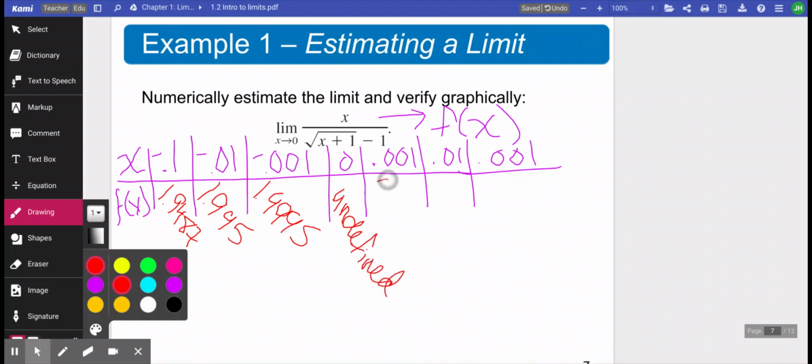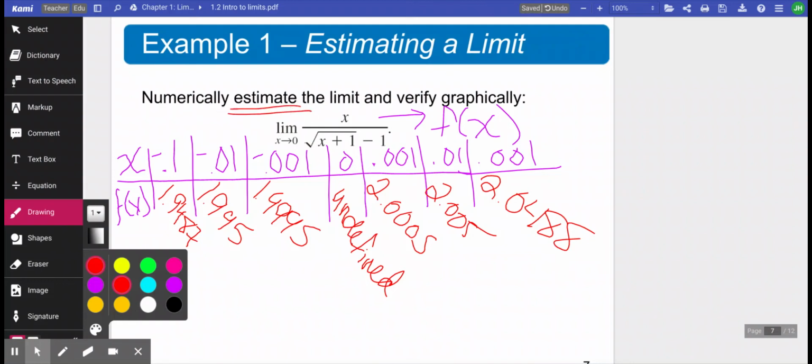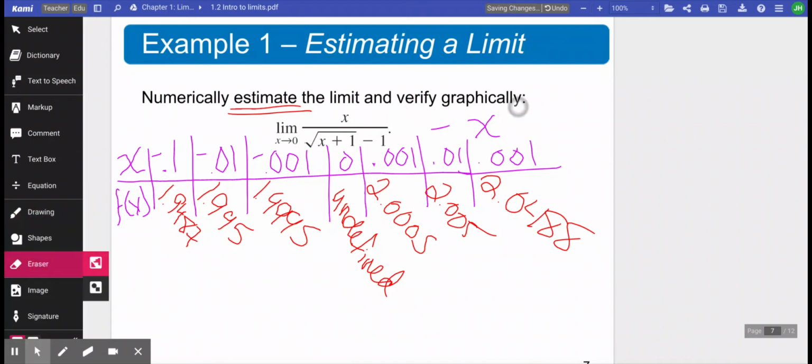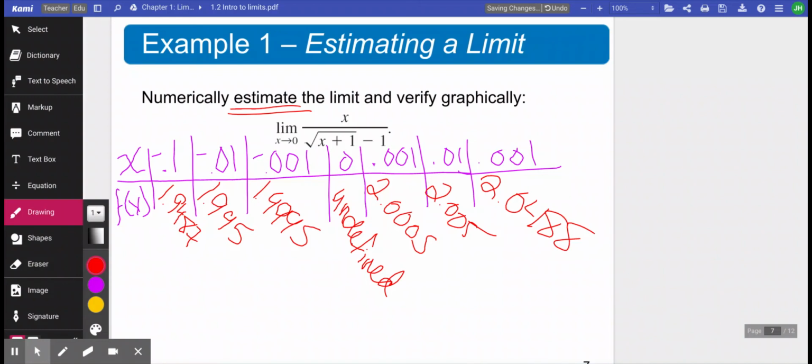I've got 2.0005, 2.005, and 2.0488. Okay, so if we want to numerically estimate, again, just like in the tables we saw before, this isn't a proof that this is what the limit is. It is merely an estimate of what the limit is, because if we're just plugging in numbers, we're really just estimating. We're not proving a single thing, unfortunately.